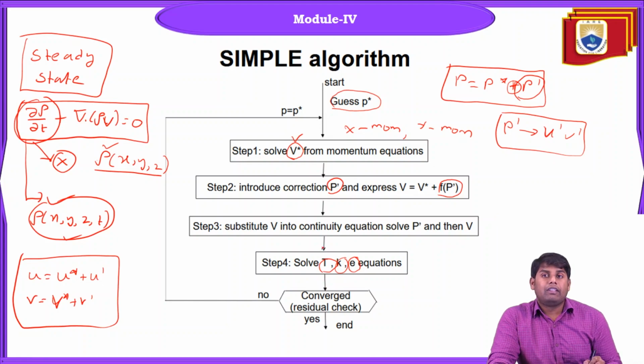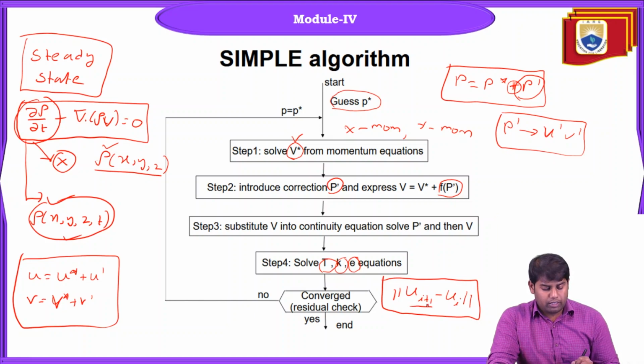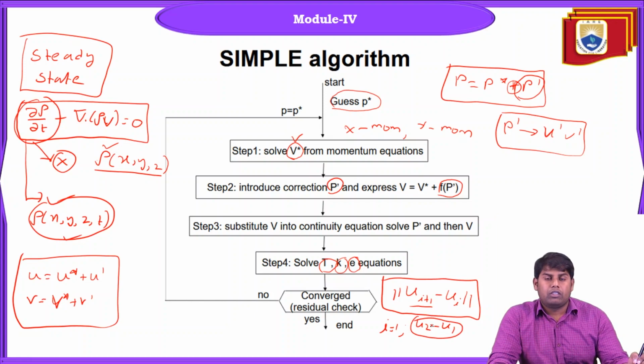Then we will check for the convergence criteria using the residue. How do we see? Basically modulus of u of i plus 1 minus u of i. What is the meaning of u of i plus 1 minus u of i? u of i plus 1 is the current or next value, and u of i is the previous value. Let us take i is equal to 1. It is u2 minus u1, the difference between the next value and the current value.